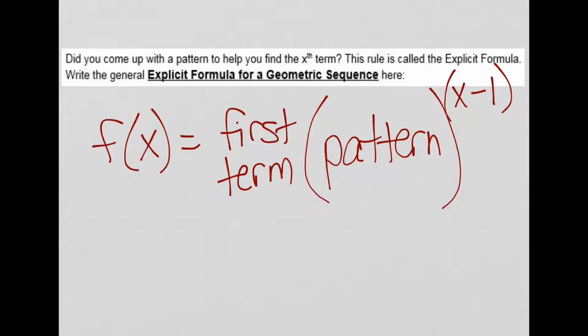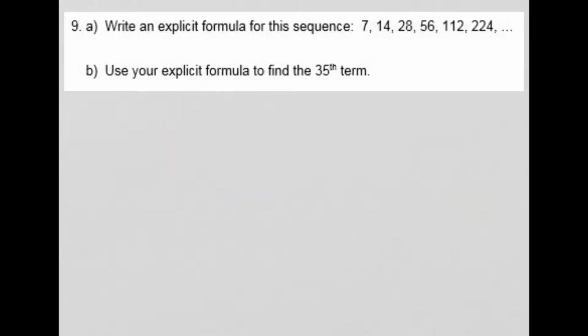Okay, so let's write an explicit, we're going to practice. Write an explicit formula for this sequence. Okay, here's our first term, 7. What's our pattern? Looks like 7 times 2 is 14. 14 times 2 is 28. Okay, we must be multiplying by 2.